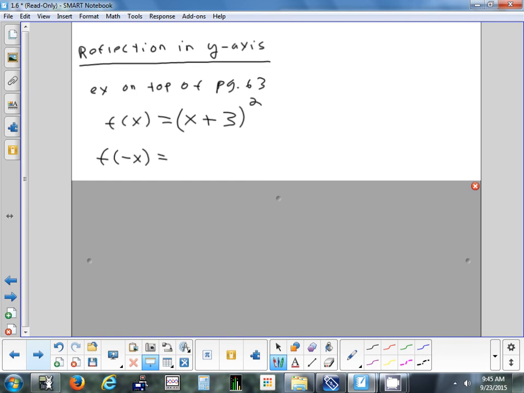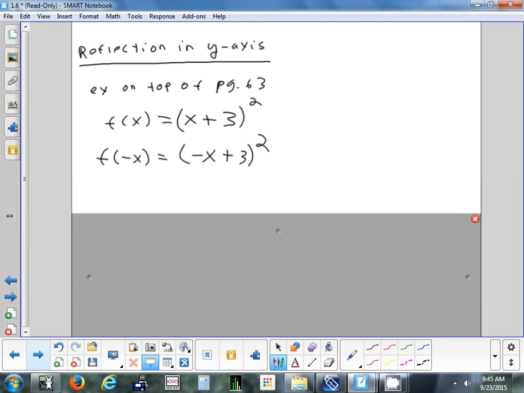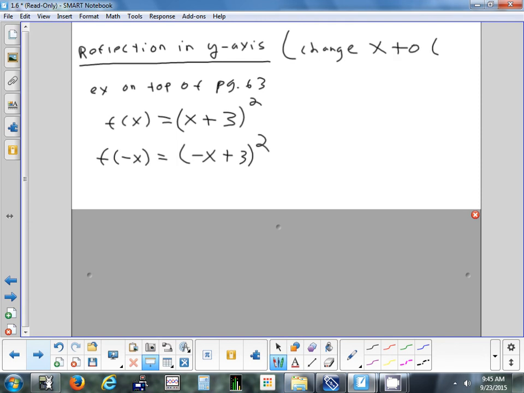This one, I already showed you yesterday. We talked about what happens if you change all your x's to negative x's. What you get is a reflection over the y-axis. So that's an example of a reflection over the y-axis. It's when you change x to negative x, like in this example. Try graphing each of those, and they'll be symmetrical over the y-axis.